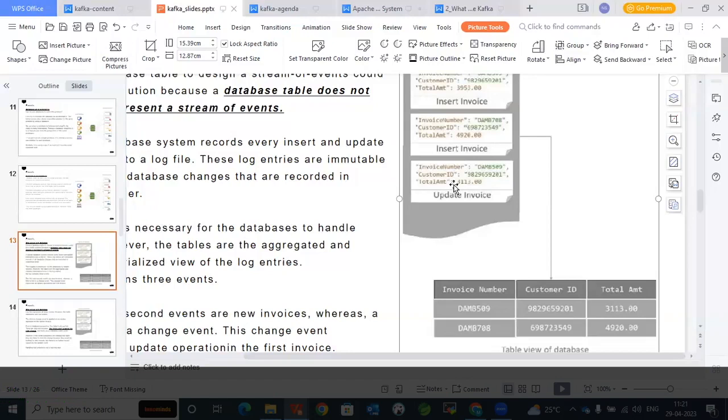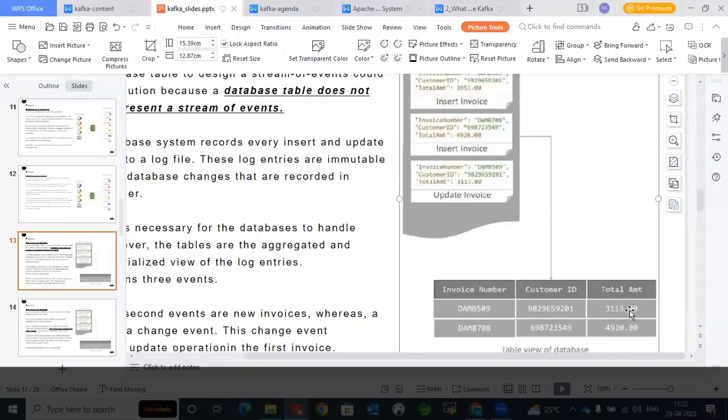But if you see this, how many events have happened now? Three events. Two new invoices are created, and one already created invoice is updated. But in the DB, how many records will we have? Two records only, right? Whatever DAMB initially had as the price, 3953, now the price is 3133, because items were removed. They wanted the money returned, so they returned the items in the DMart store and took the money back. So now the invoice is updated with 3113.